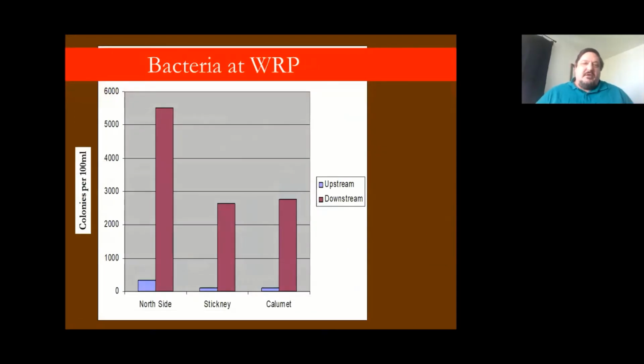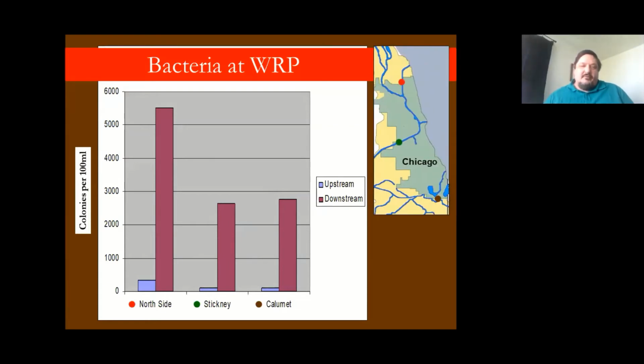If we look specifically at the Northside Treatment Plant, this is the O'Brien Treatment Plant at Howard in Skokie on the border of Lincolnwood, just on the north edge of the city. Again, I think I have a map. There we go. It's the red dot up on the north side. Stickney is the green dot out on the west side. And the Calumet plant is down south. Upstream of each of these water reclamation plants, bacteria levels are pretty low.